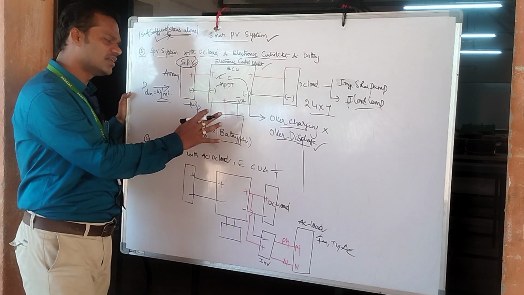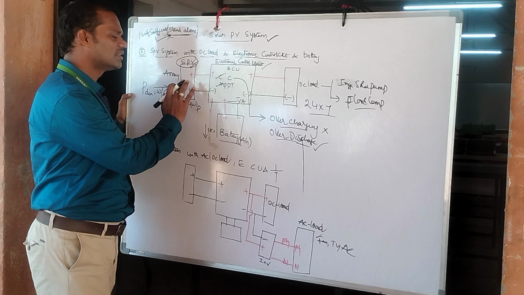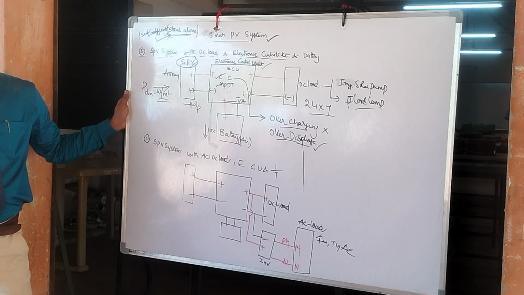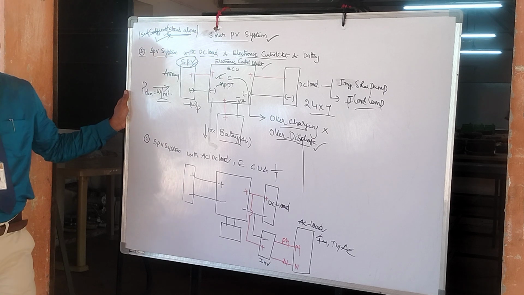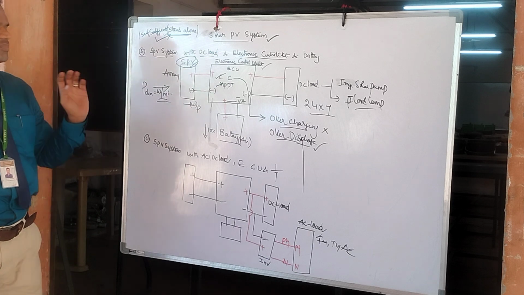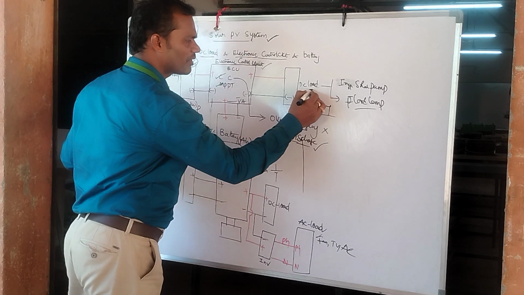Now what is the main importance of this? Here the load can be operated for how many hours? 24 hours, because in the morning the solar array will be there, voltage will be there, and this voltage will be used to charge the battery, and when you turn on the load, the battery starts discharging and the voltage is available.